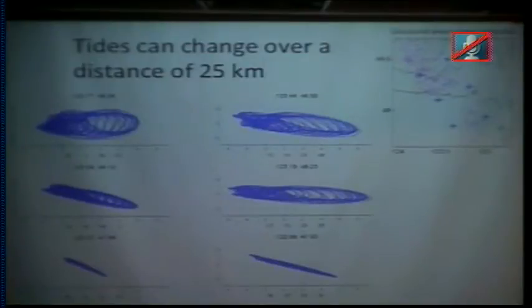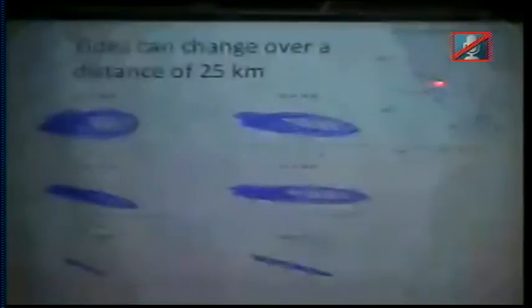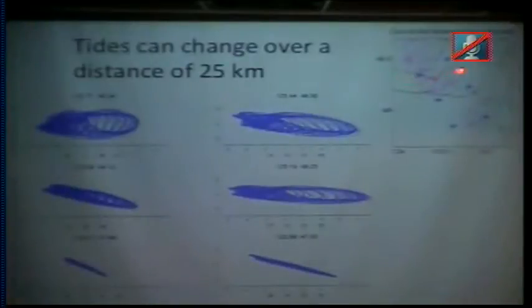Otherwise, if you do a tide there, the tide should be similar, at least very close by. The time shifts, I guess. Well, the tide is moving in and out of here, and it takes an hour or so or more to get through here.